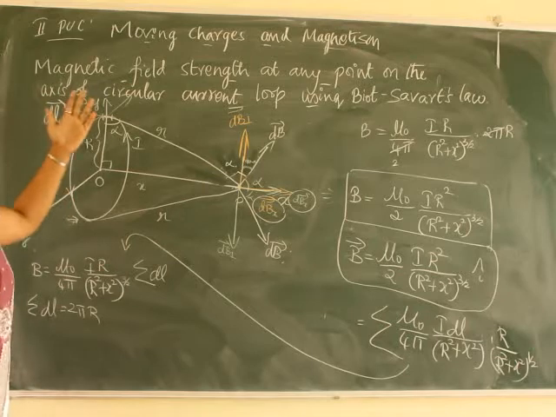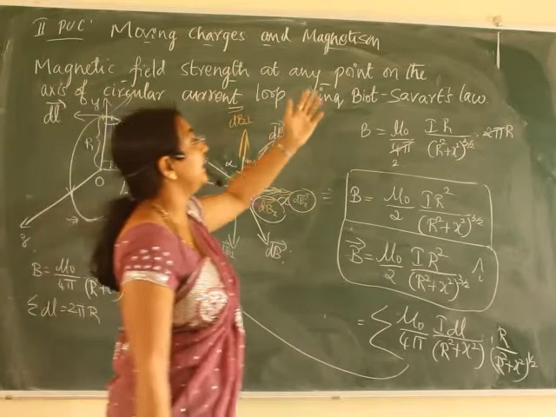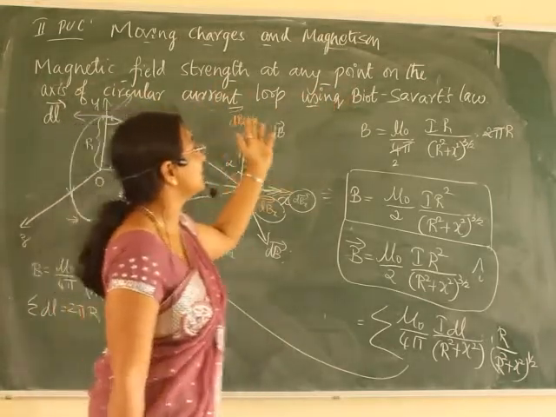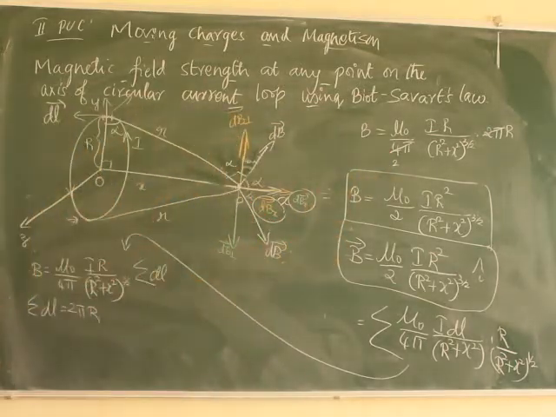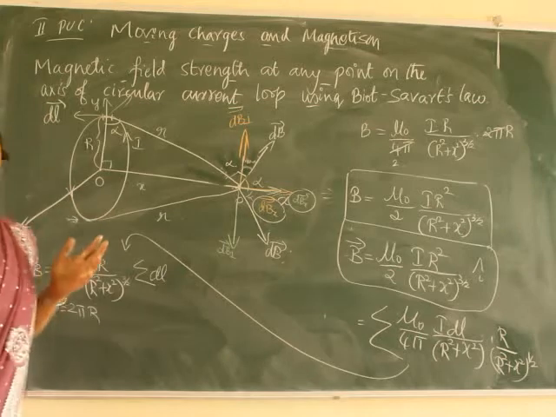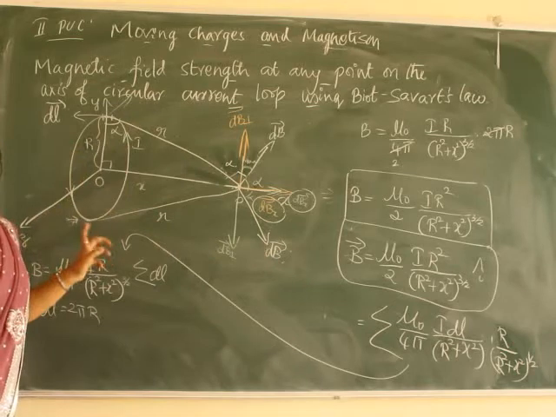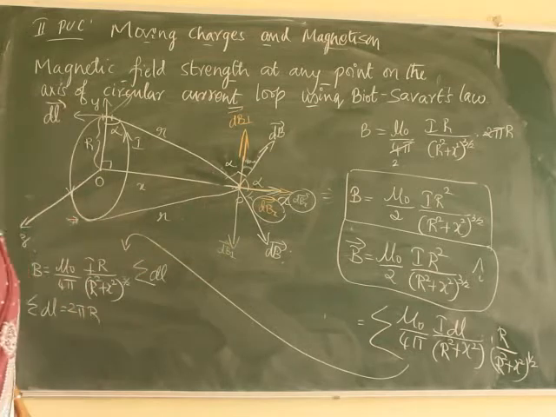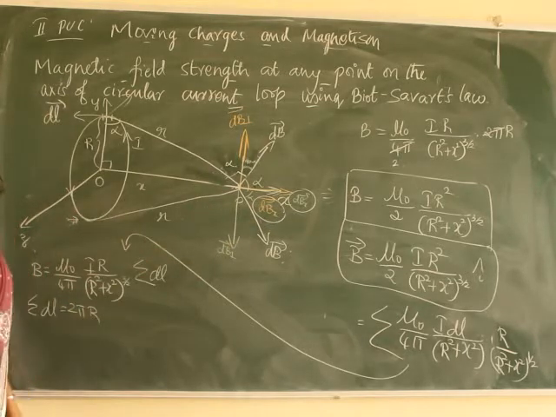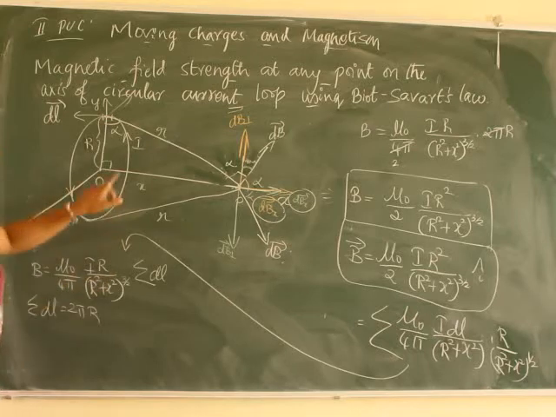We had started with the derivation of the expression for magnetic field strength at any point on the axis of the circular current loop using the Biot-Savart's law. What we have to do? Let us consider a circular loop carrying the current I, of radius r, at a distance x from the point P where the magnetic field has to be found, from the center of the coil.